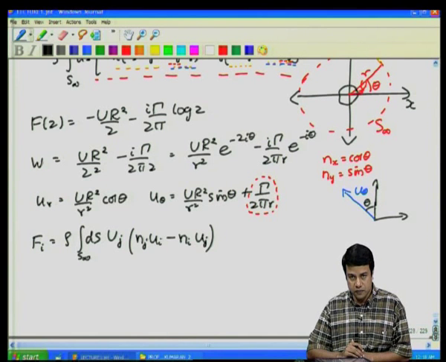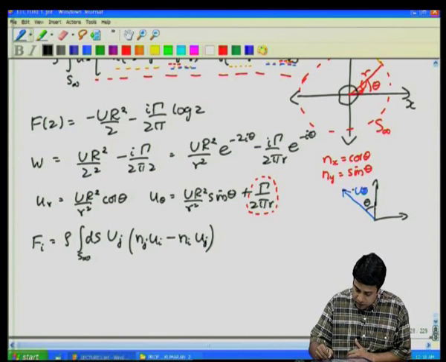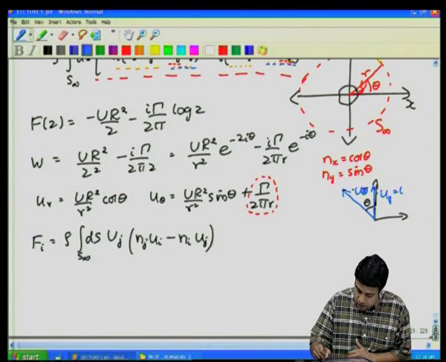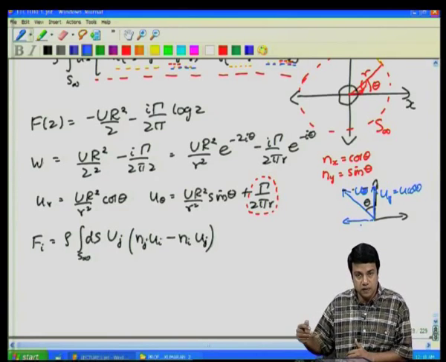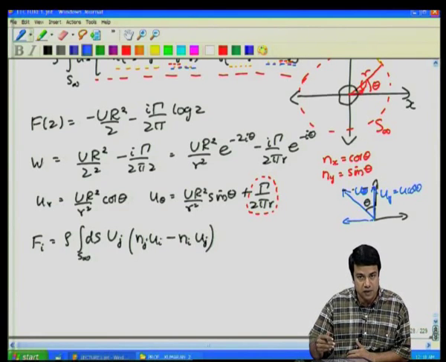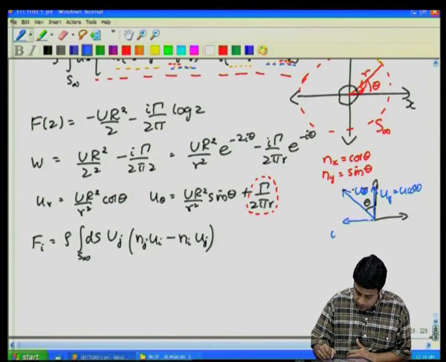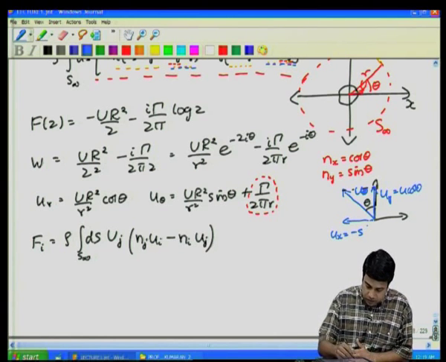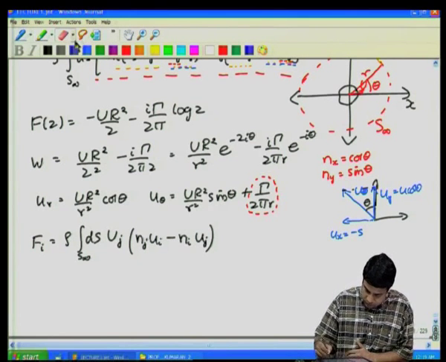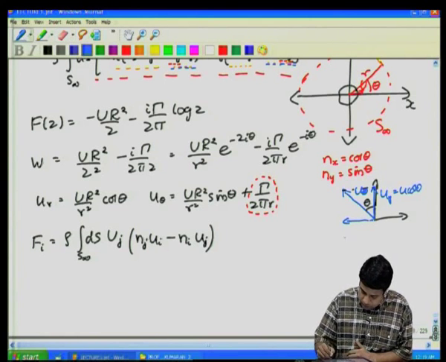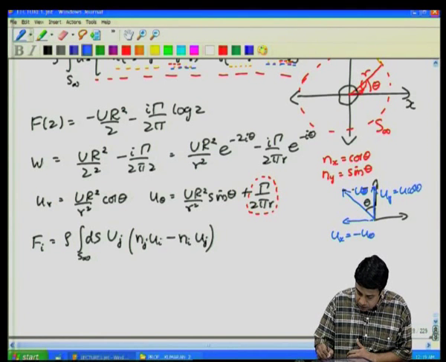So, if u theta is in this direction, the component u y is equal to u theta cos theta. The component u x is actually in the minus x direction, because u theta is positive, it is going in the anti-clockwise direction, so u y will be positive and u x will be negative. So, u x is equal to minus u theta sin theta and u y is equal to u theta times cos theta.